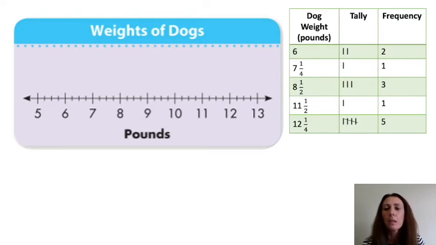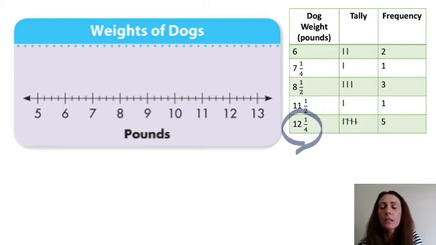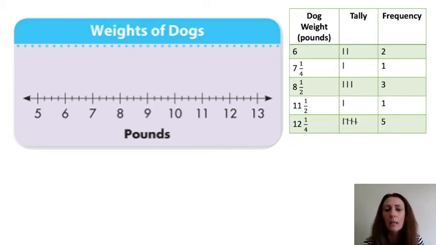Also, you can see, because we have our data in the frequency table, that the largest number we have is 12 and 1/4. So that means that our number line has to go to the next whole number. So the next whole number after 12 and 1/4 would be 13. So that's why my number line looks the way it does.